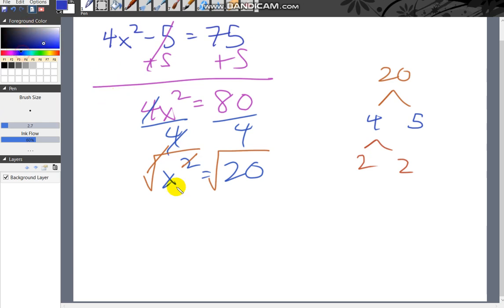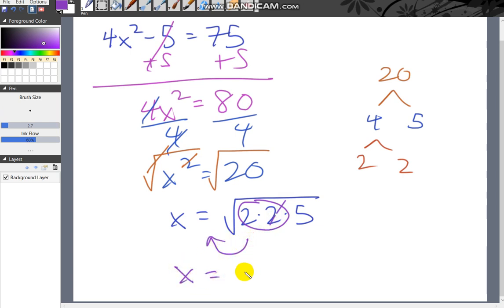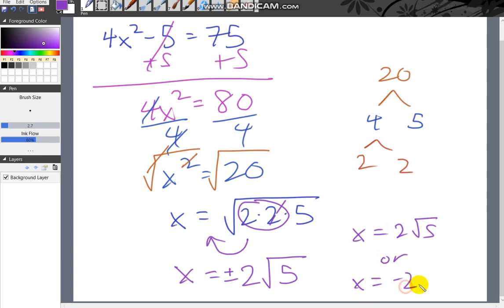So what you could do here is x equals the square root of 2 times 2 times 5, because 2 times 2 times 5 is 20. So in this case, look for your partners in crime and jail. Here are your partners in crime and jail. One gets shot, and then one comes out alive. So you get x equals 2 times the square root of 5. And again, you want to consider both the positive and the negative solutions. So this means x equals 2 square root 5, or x equals negative 2 square root 5. So those are your two possible solutions.